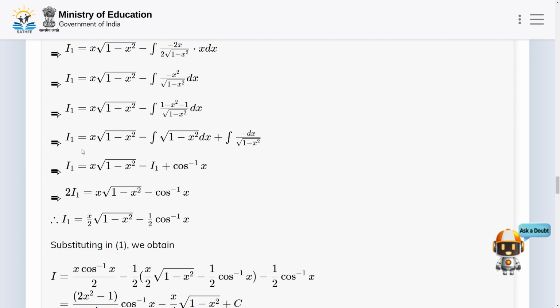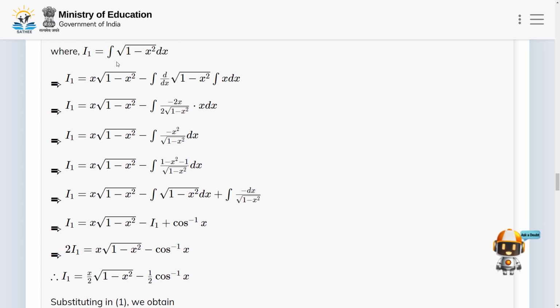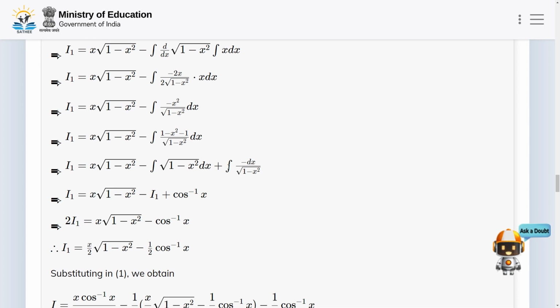Okay, as you can see, x root 1 minus x square remains as it is. This will be minus I1, which is the same as I1. As you can see, I1 is the integration of root 1 minus x square. So same thing, plus this will be plus cos inverse x.